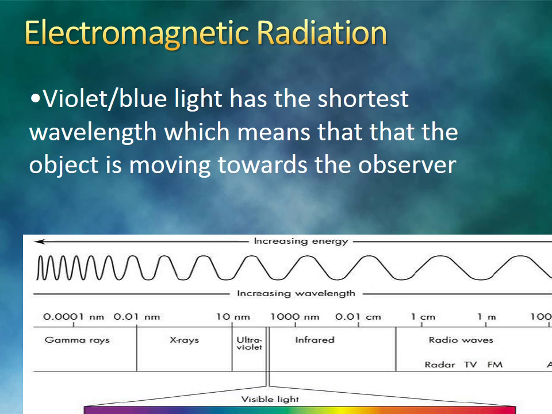So again, to summarize, violet or blue light has the shortest wavelength. And if you look down to the wavelength, the shorter wavelength has the most energy. And so what that means is that the waves are occurring more frequently. So if you're standing in the ocean and waves are continuously crashing upon you, it means there's not a lot of time in between each wave, which means that there's a lot of energy.